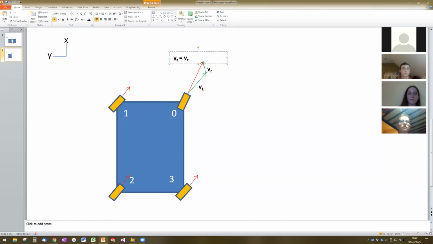Let me write that a little bit more explicitly. W is the wheel vector, V sub T is the translation vector, and V sub R is the rotation vector.